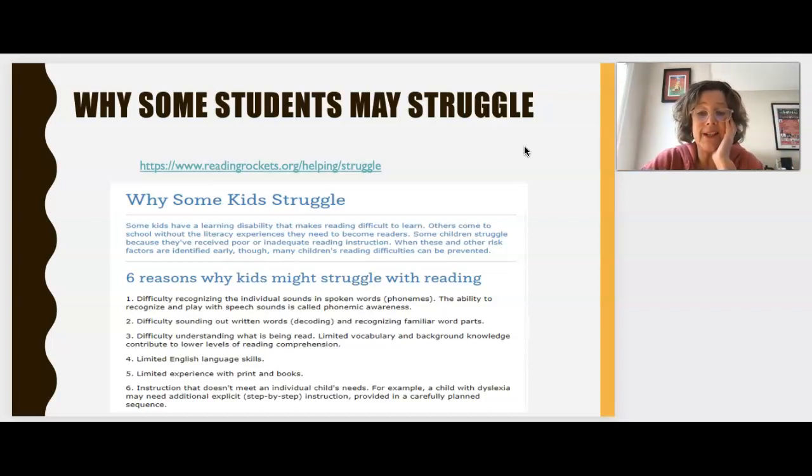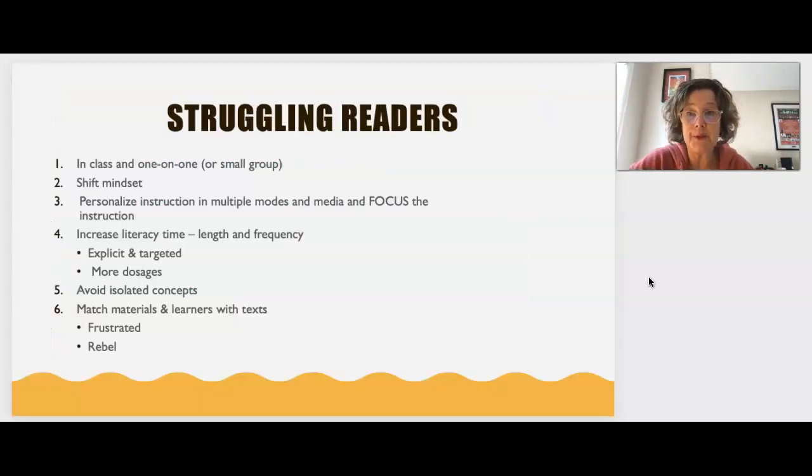So they just have really limited experiences. And number 6, instruction that doesn't meet an individual child's needs. For example, a child with dyslexia may need additional explicit or step-by-step instruction provided in a careful, planned sequence. So maybe just the way that they were taught didn't resonate, and they just could not function in there. Okay, so let's look at some generalities around struggling readers, because again, there is no holy grail. These are some general aspects that you're probably going to find with most struggling readers.